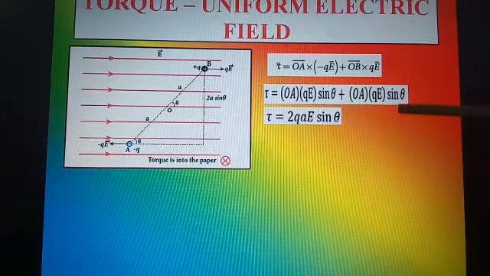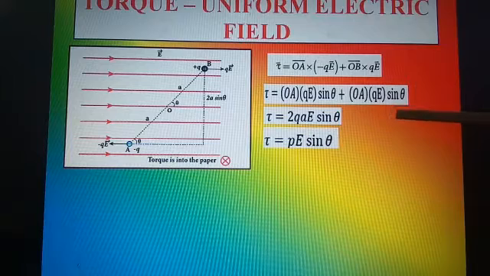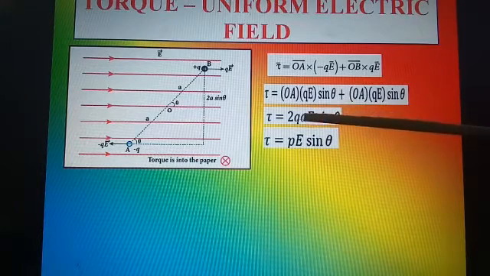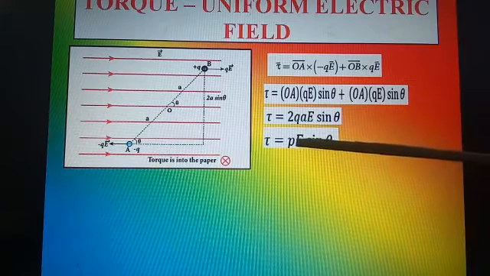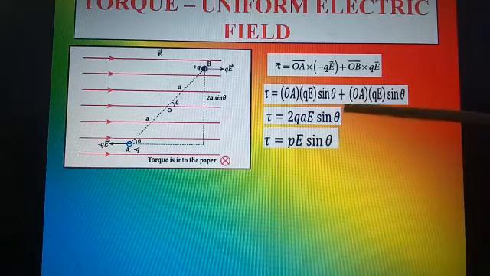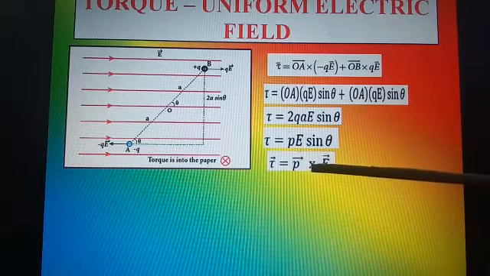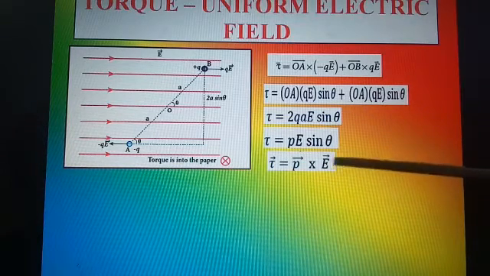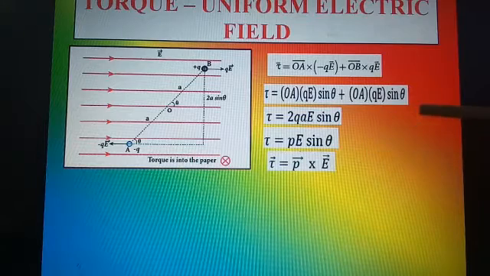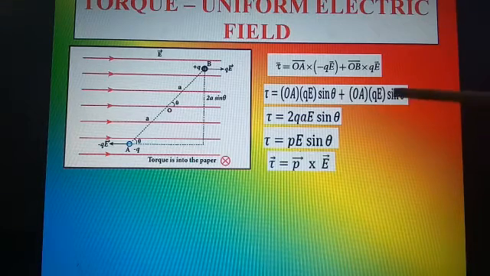So where theta is the angle made by the P vector with the E vector. Since 2QA we can substitute as P. So the torque is written in terms of the vector product. The torque vector is equal to P vector cross E vector. So the magnitude of the torque is equal to PE sin theta.